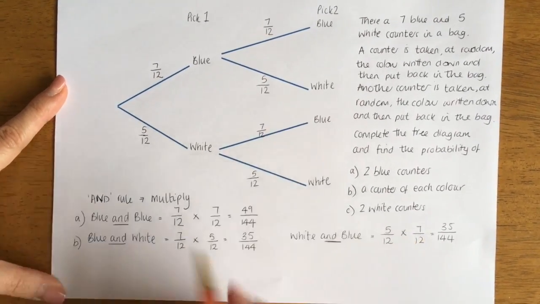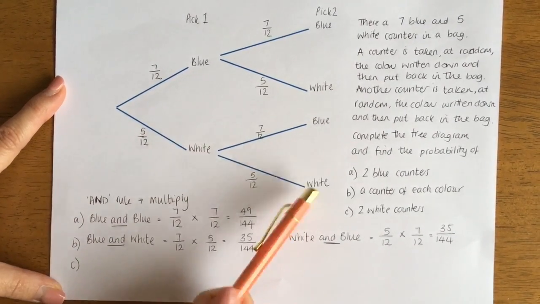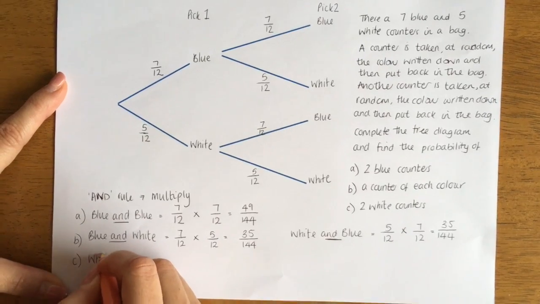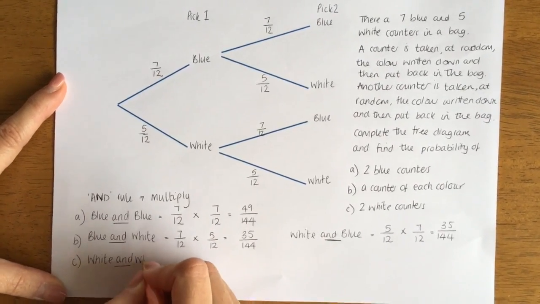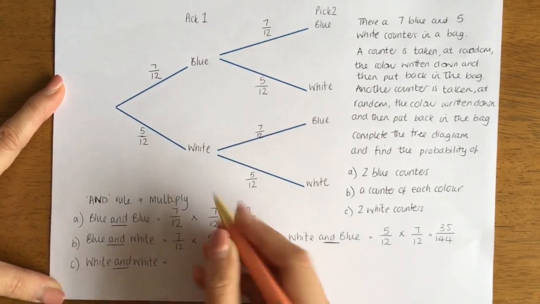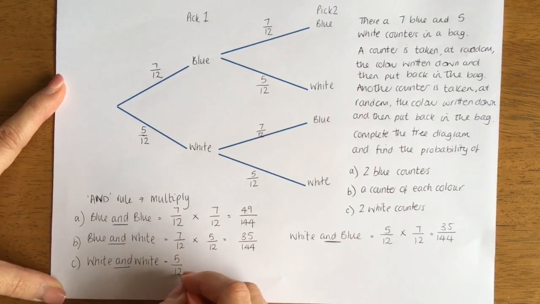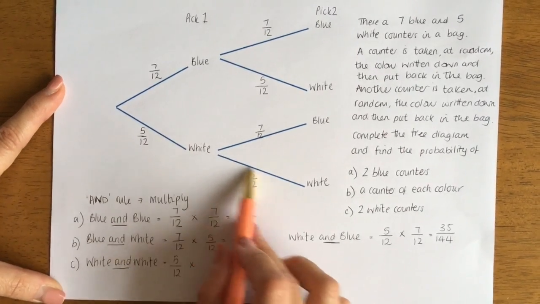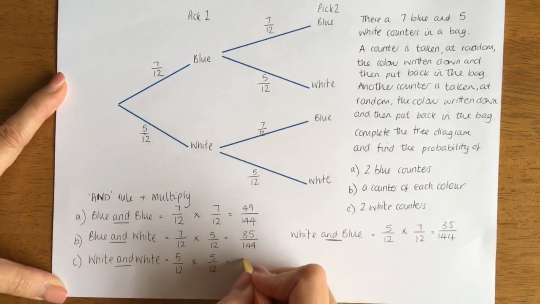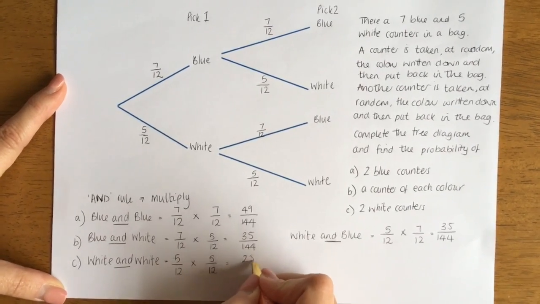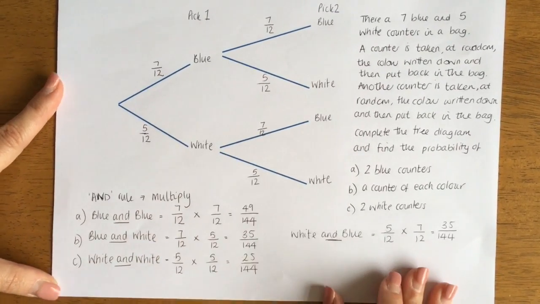The last part is to do 2 white counters. So I go white and white again. Very similar to the blue one. So we've got that word and again. This time I follow this path, so it's 5 out of 12 on that branch, multiplied by white again, which is another 5 over 12. Multiply the numerators to give me 25, then the denominators 144.